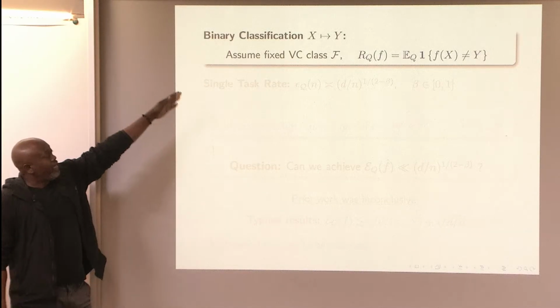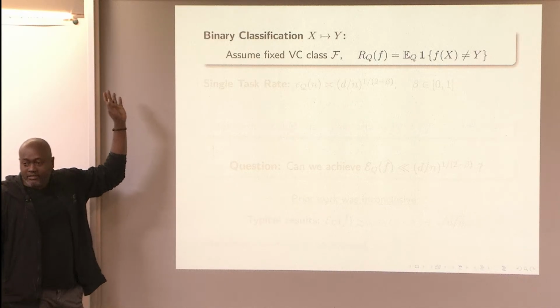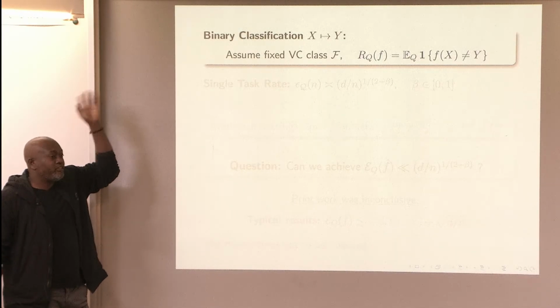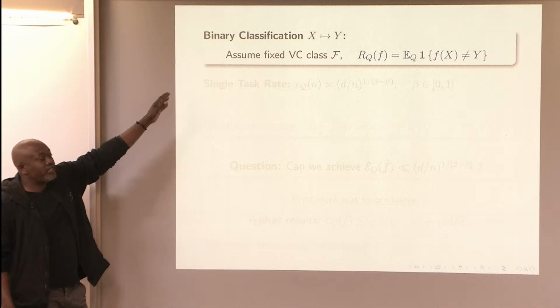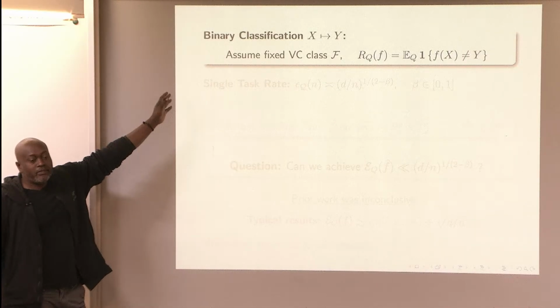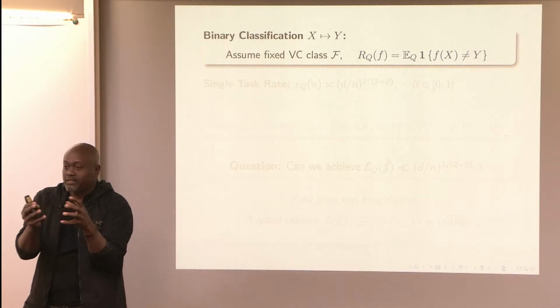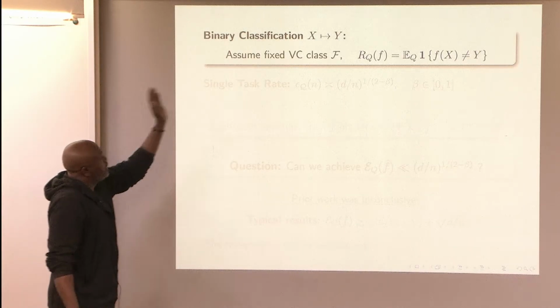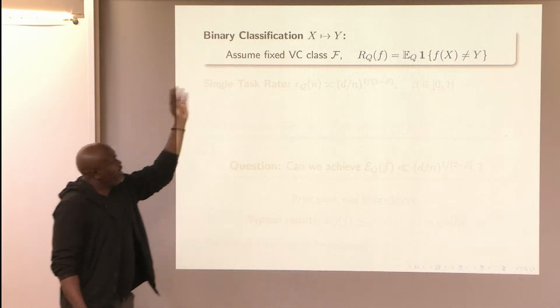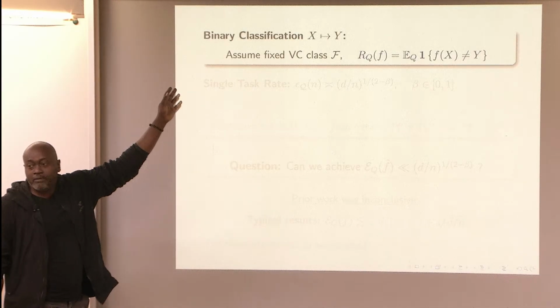So F is a VC class. For those who don't know VC dimension, I'm sure most everybody knows it, all I'm doing is controlling the complexity of the class. So I'm assuming a fixed VC class, and the risk measure is just the misclassification error.